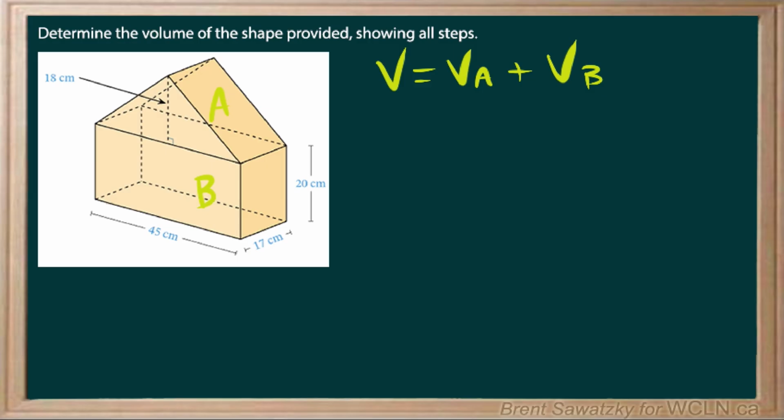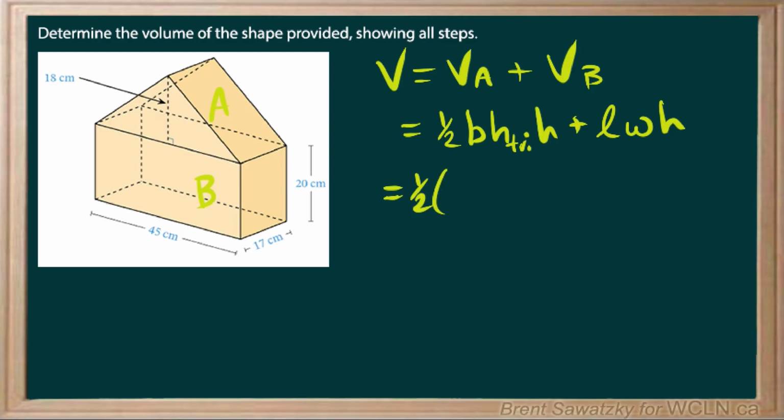Let's get started here. The volume of A, because that's a triangular prism, the area of the base for that would be 1/2 base times height of the triangle, and then the height of the prism. For B, it would be length times width for the rectangle, and then the height of that rectangular prism. That's where we're going with it. Always lay out your formula so it makes sense of where you're going before you start plugging in numbers.